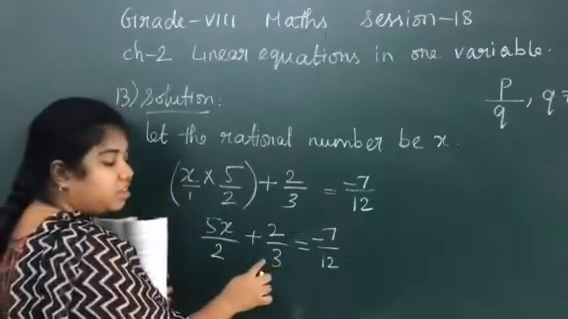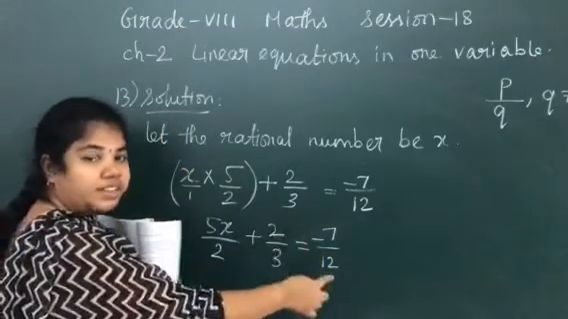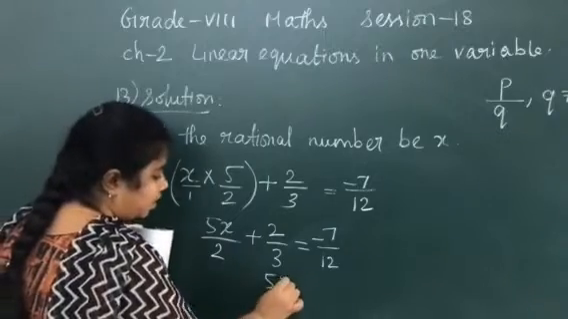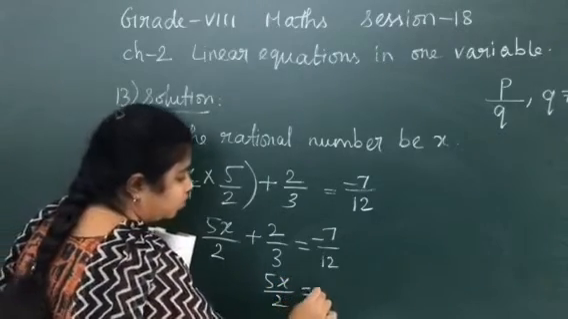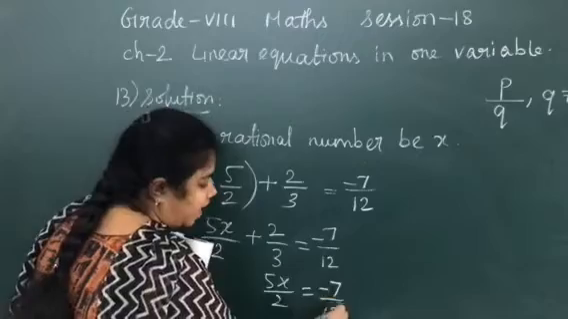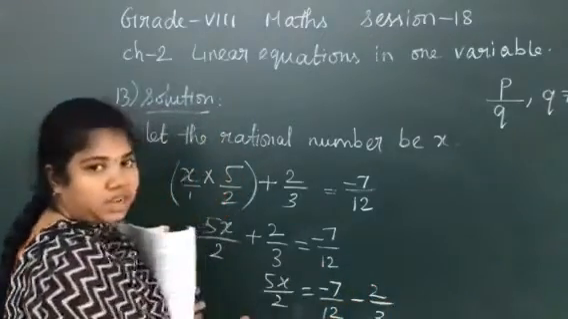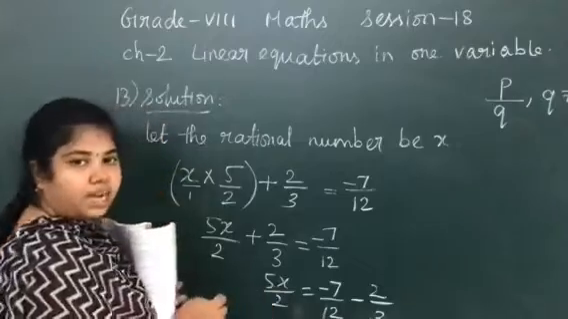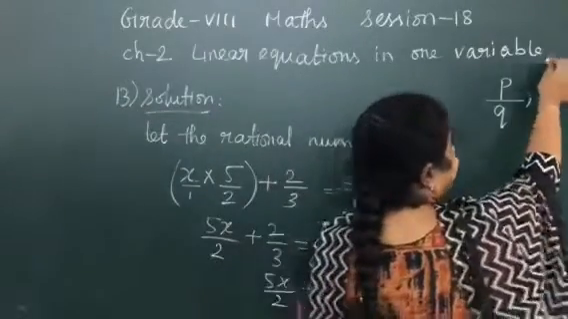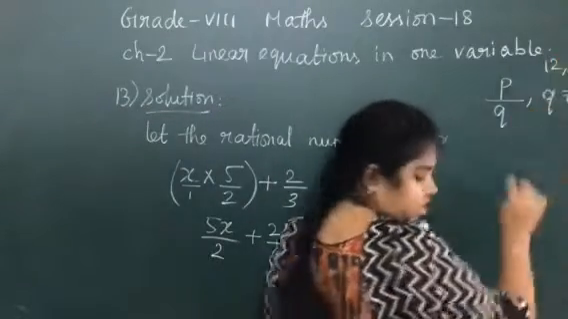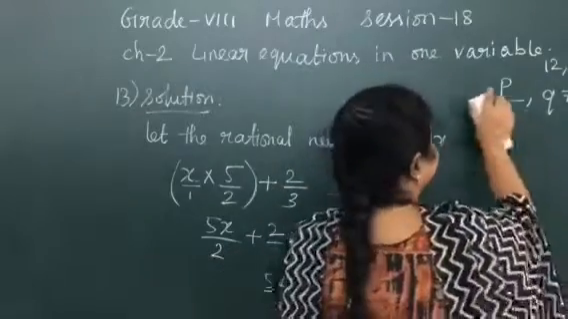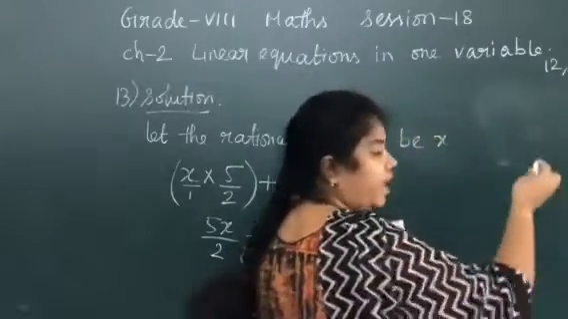Now this plus 2/3, when it goes to the right-hand side, becomes minus 2/3. So 5x/2 is equal to -7/12 as it is, and this plus 2/3 goes this side and becomes -2/3. Now what is the LCM of 12 and 3? How will you find the LCM? 12, 3.